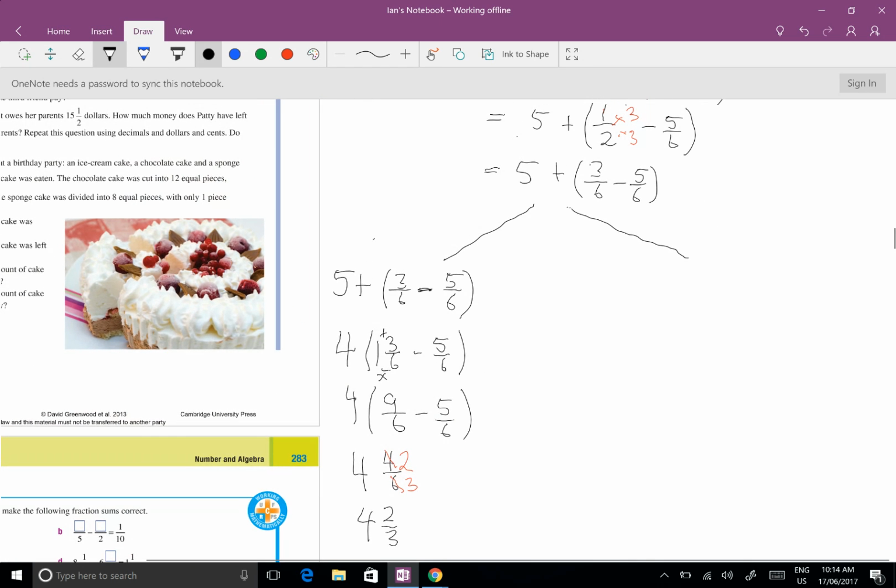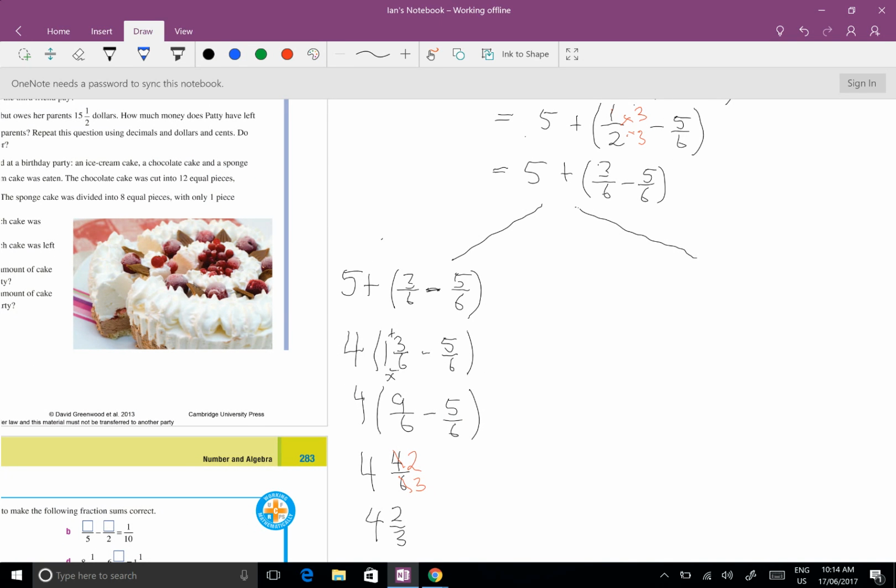Now, if you don't like that, if you think you can do this subtraction and hold on to the negative, watch what you can do here. I can go 3 on 6 minus 5 on 6, and I'm going to do that. I'm just going to go, I know how to do that. I'll get negative 2 on 6. And now I've just got a subtraction. I've got a plus there.